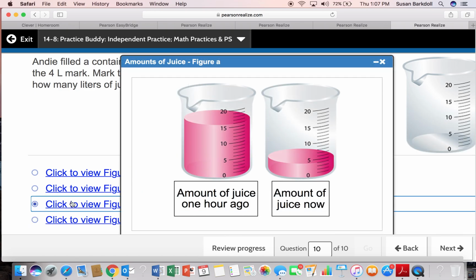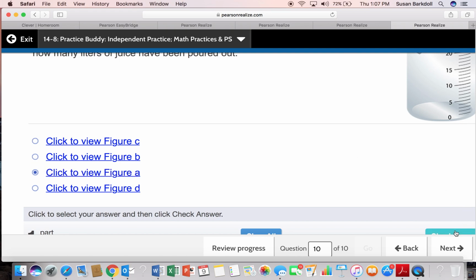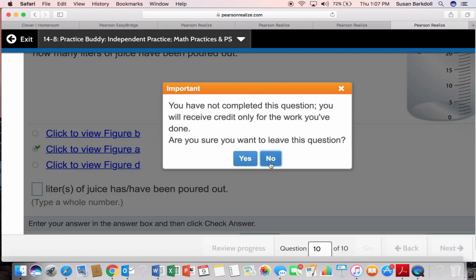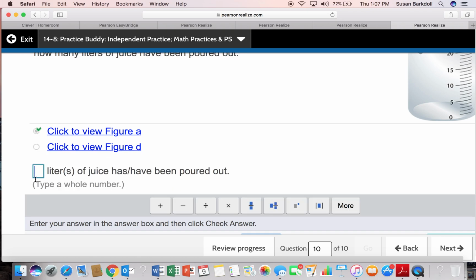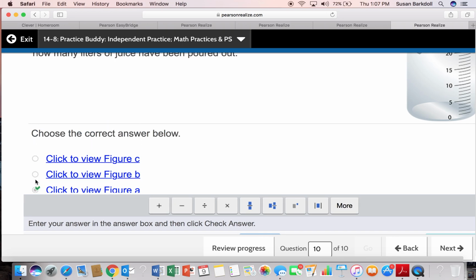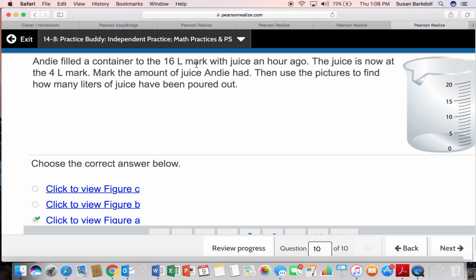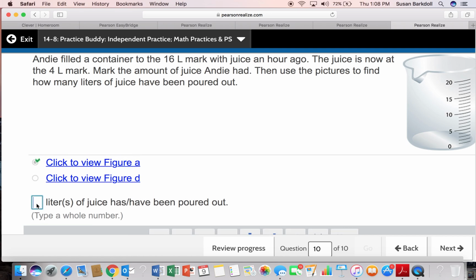So our best answer, let's review it again. We started at 16 and we're now at 4. So C is our best answer. Hooray! Oh, wait, because my computer's acting sick. I didn't see that last one. We started with 16. We're now at 4. Let's double check that. 16 take away 4 leaves me 12. So 12 liters of juice has been poured out.